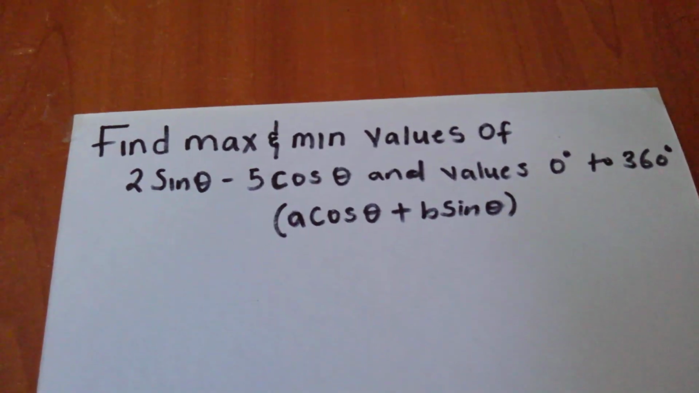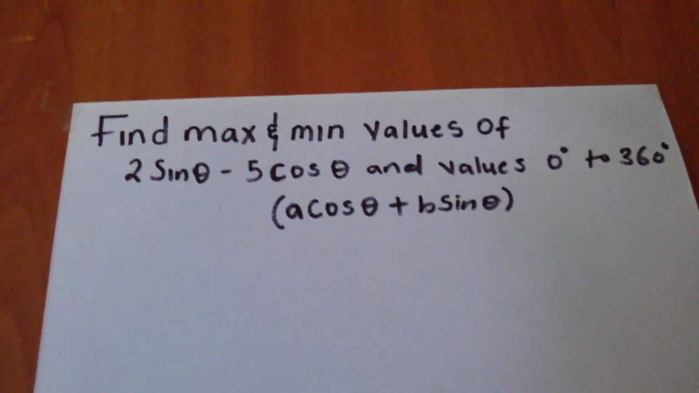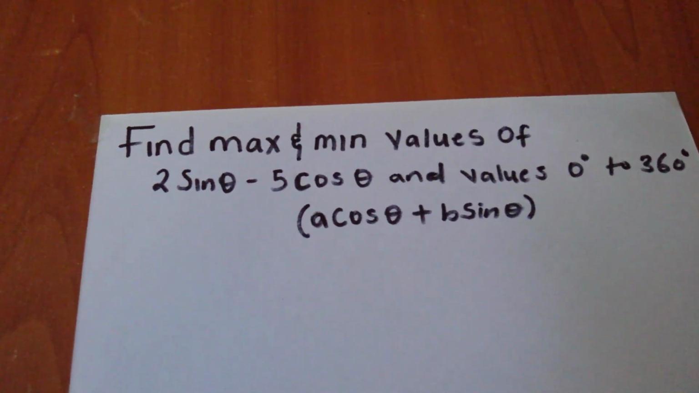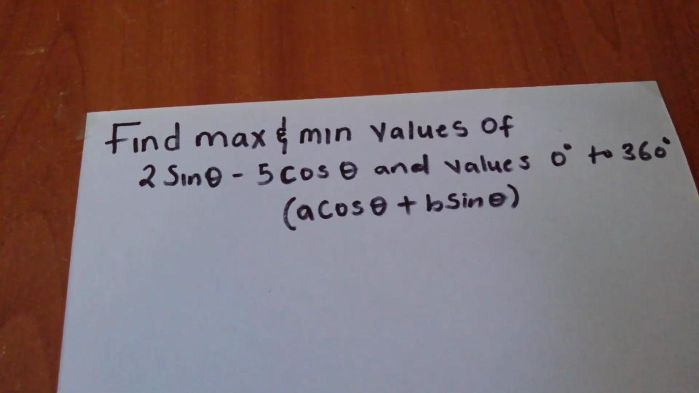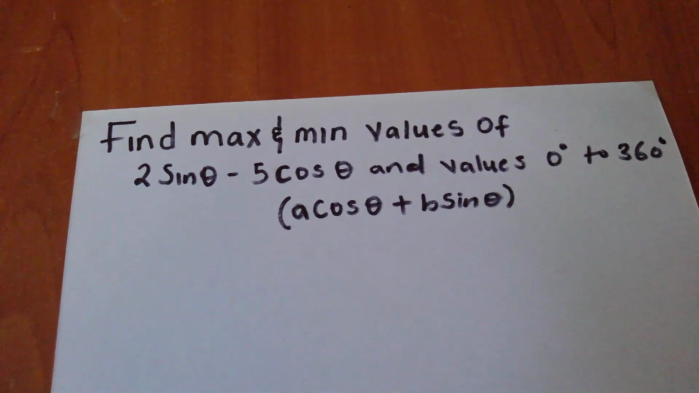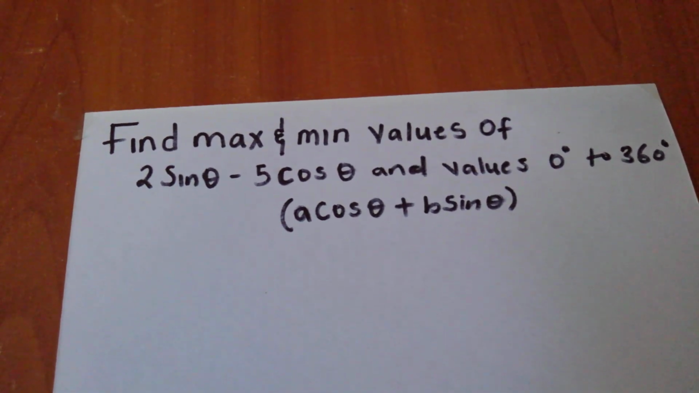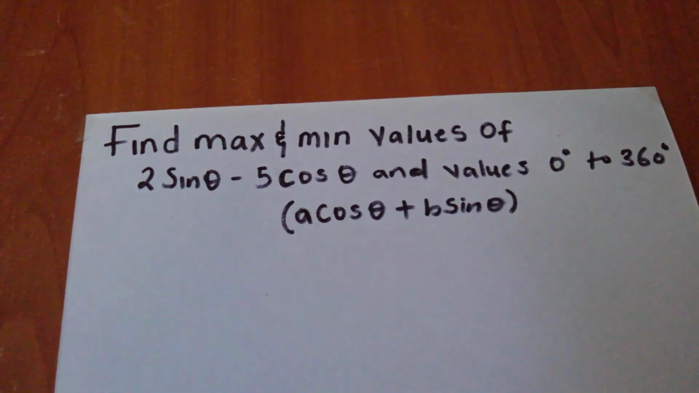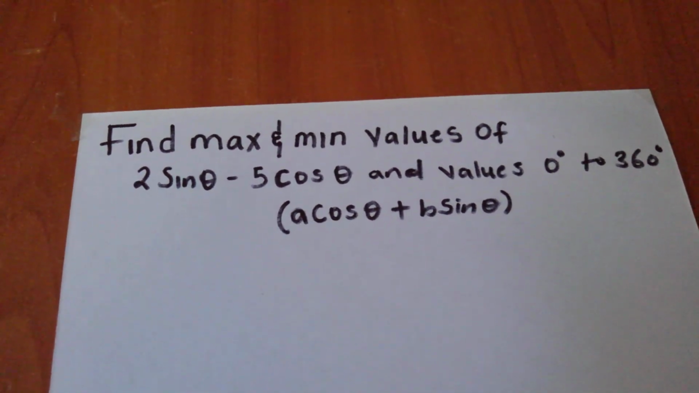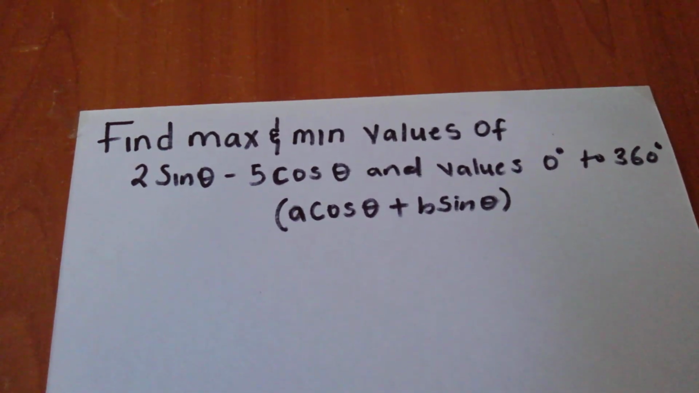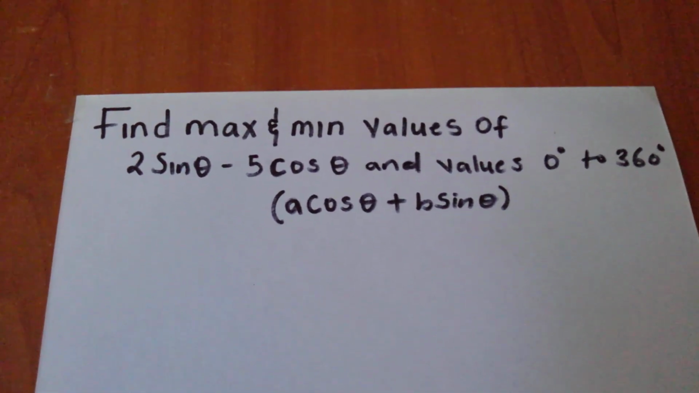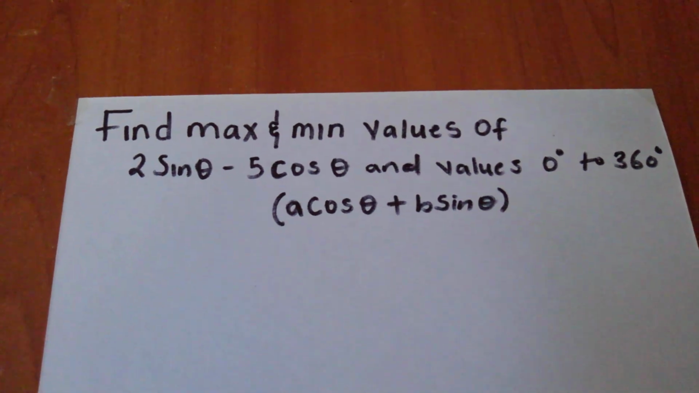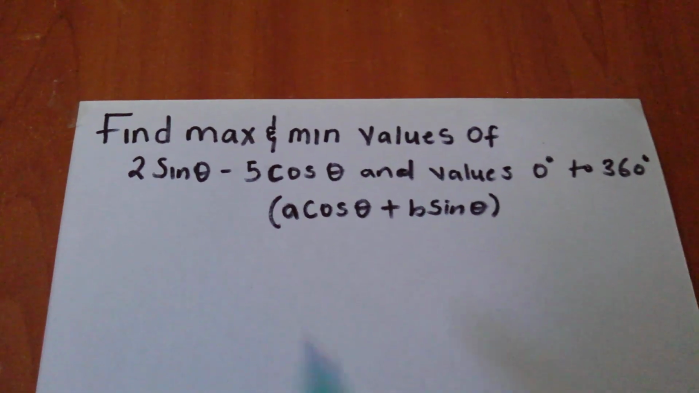Once again, members, we are having this video which says find the maximum and minimum values of 2 sine theta minus 5 cos theta, for values ranging from 0 to 360. We are using the form of a cos theta plus b sine theta. That form you can check in the previous video I had made concerning this formula.